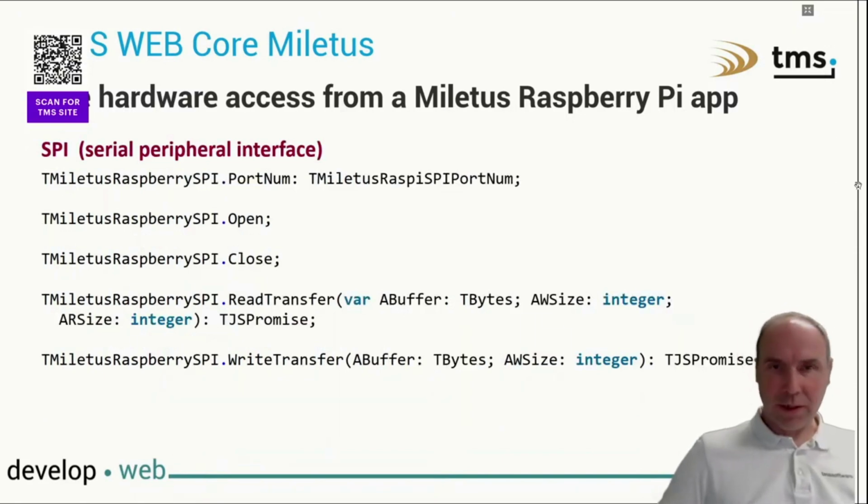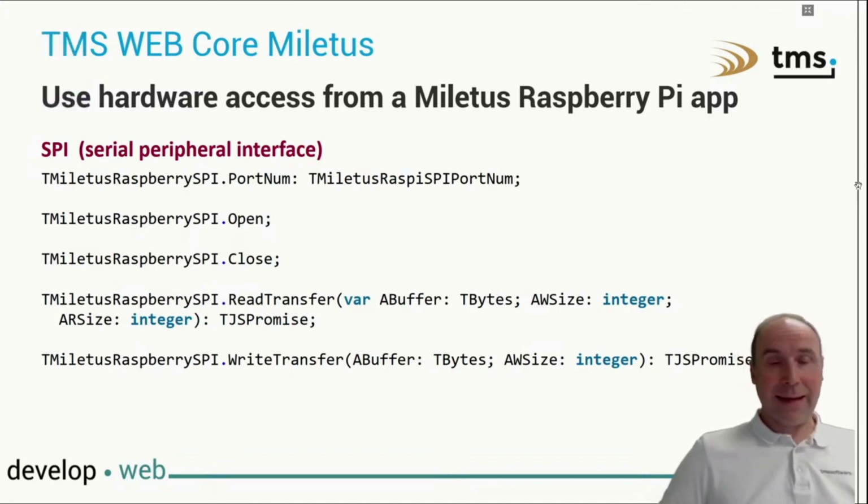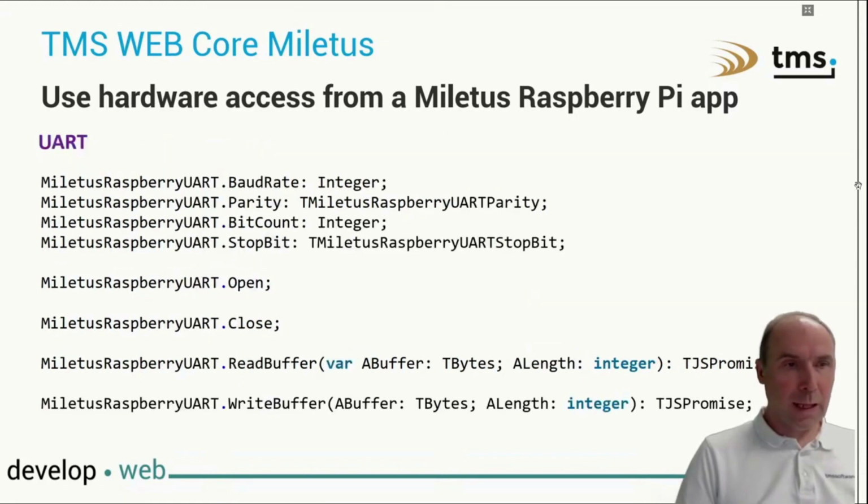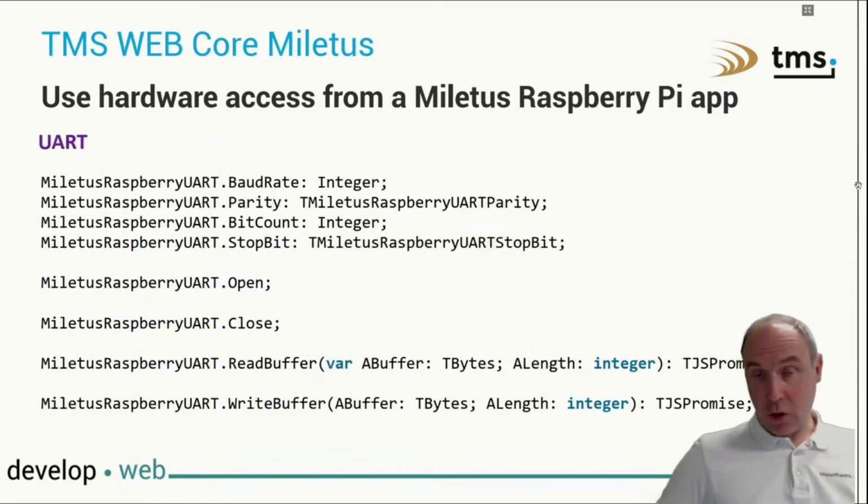Somewhat similar is what you can do with SPI, which stands for Serial Peripheral Interface. Here you can also open the SPI port, close it, and read and write to it. The UART, which is also out of the box in the Raspberry Pi, you can also access with the Miletus Raspberry Pi UART component. You can do all the settings of your COM port through which you want to communicate, open and close it, and read and write data to it.